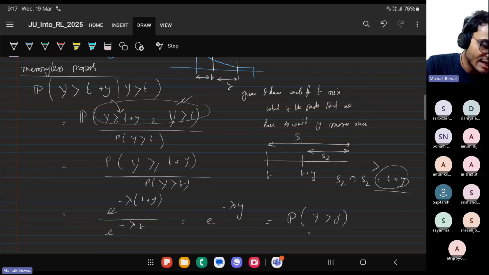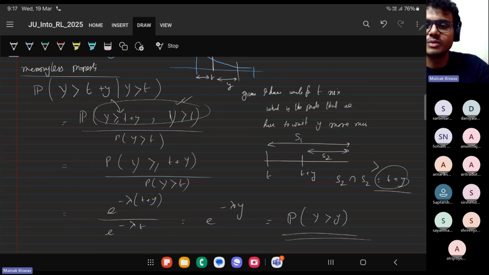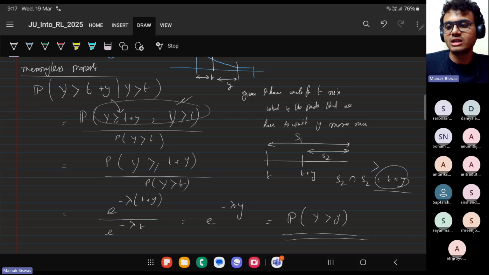So which means that if I have waited t time, that information does not give me any advantage that the bus will come faster or not. It's the same as starting from 0 again.